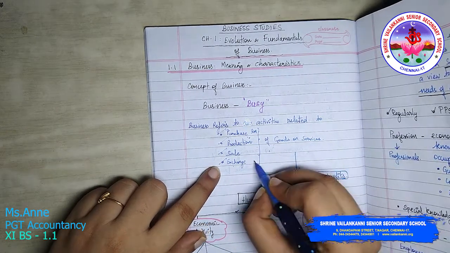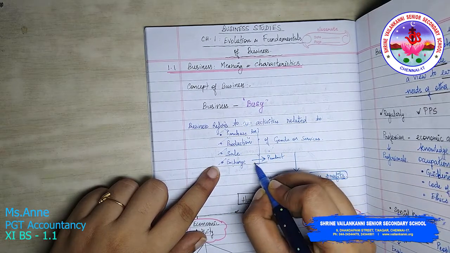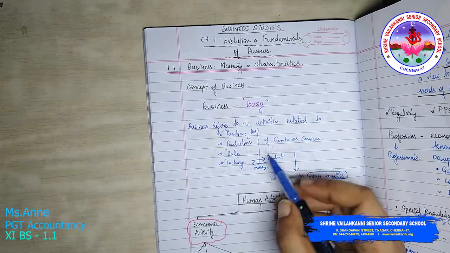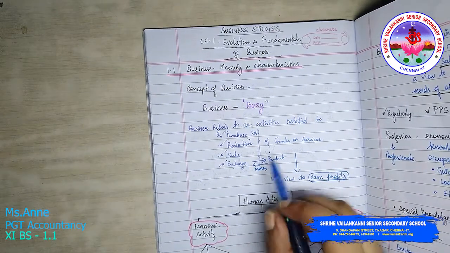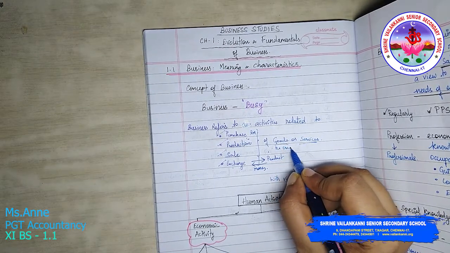What is the exchange? You give the product, customers will give you money. Am I right? So there is an exchange of goods or services. You are selling ice creams.